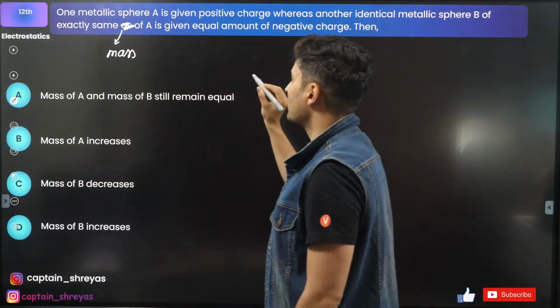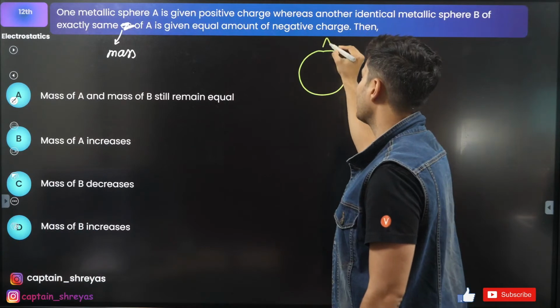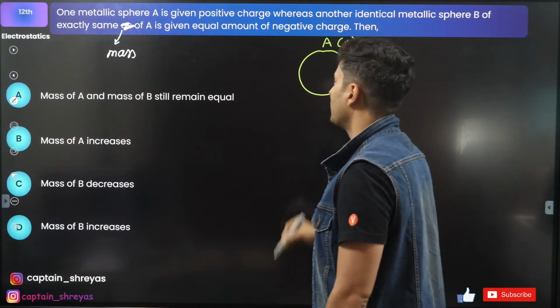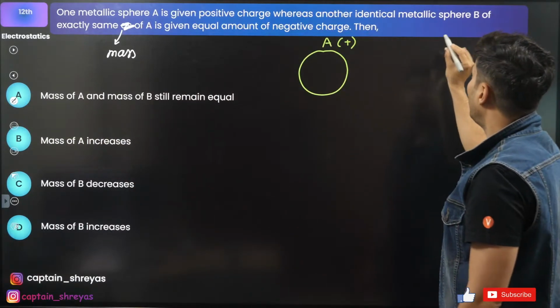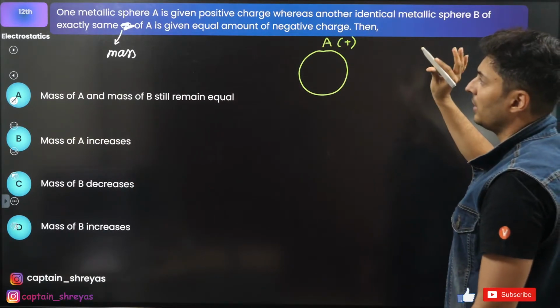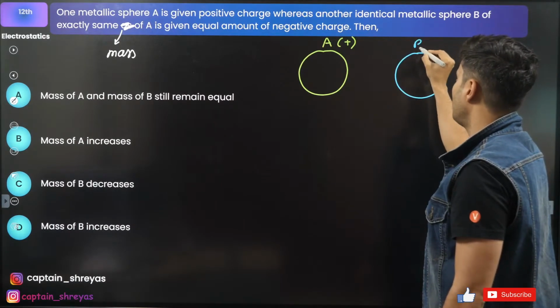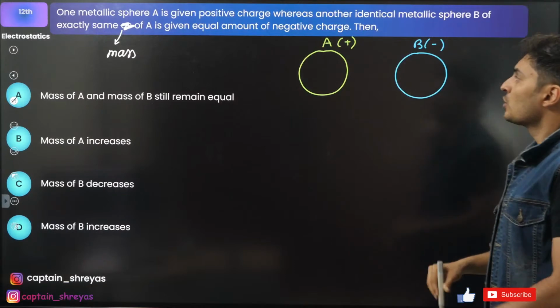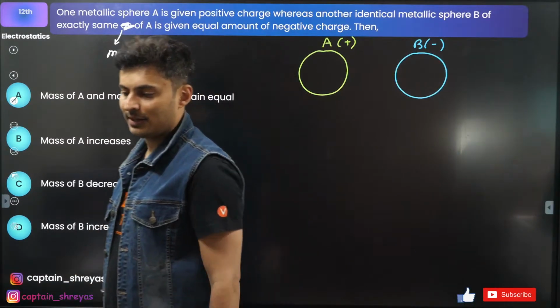Let's take both the cases. Metallic sphere A is given a positive charge. Okay, so this is metallic sphere A and that is positively charged. Then we have another metallic sphere identical to that of A. Okay, and then it has the same mass, but it is now given a negative charge. So when you actually charge it, do you think their masses will still remain the same or will it be different?